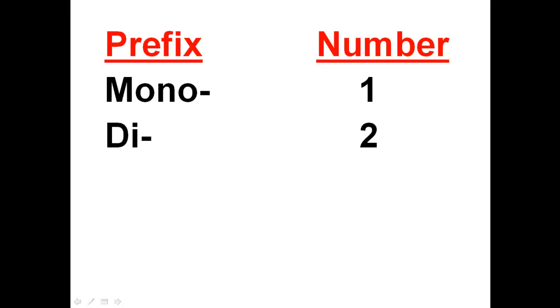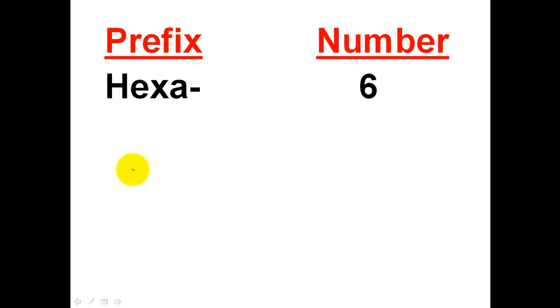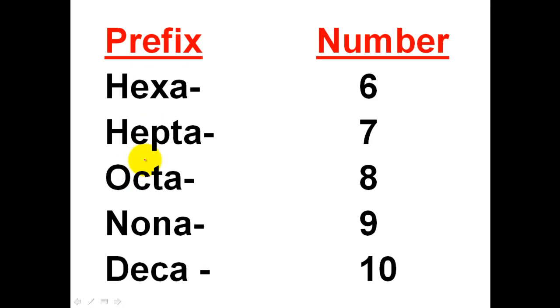I'm going to show you the prefixes that we use now. They're going to be mono, di, tri, tetra, and penta. Pause if you need to. And on the other side here, we're going to go up to 10. We have hexa, hepta, octa, nona, and deca. And these are the prefixes we'll be using while we're naming our molecules.